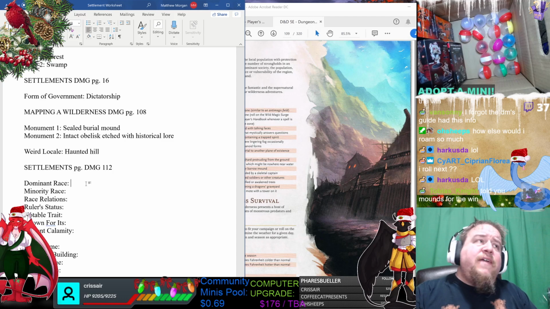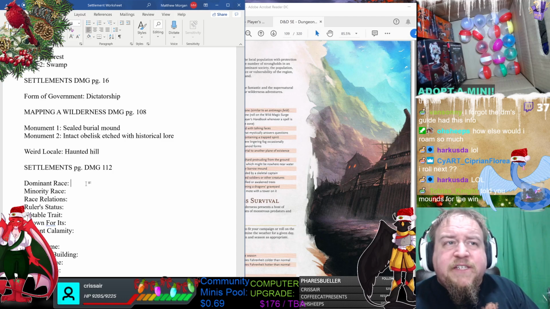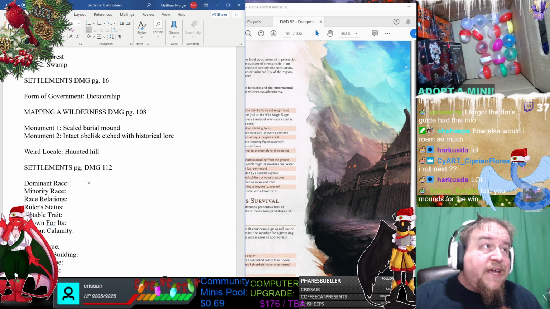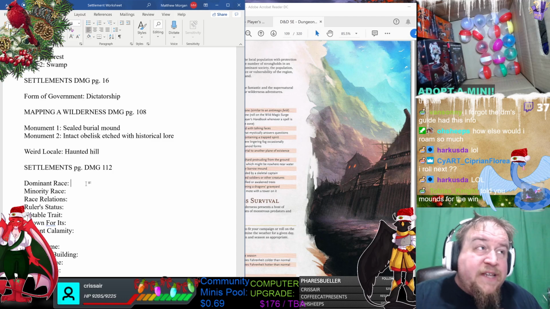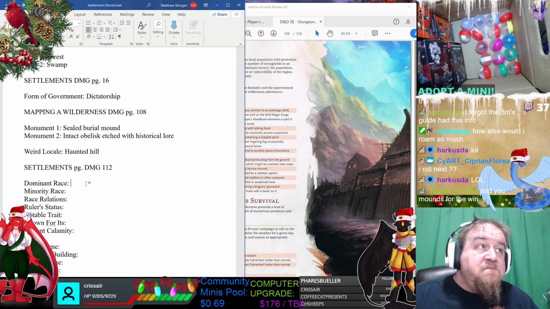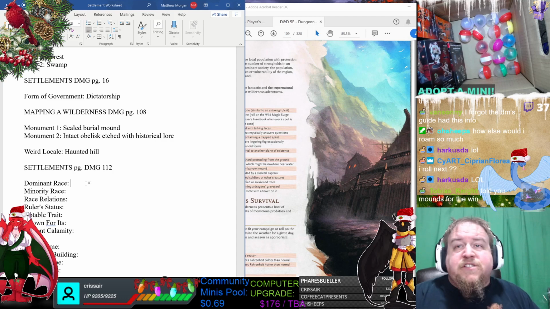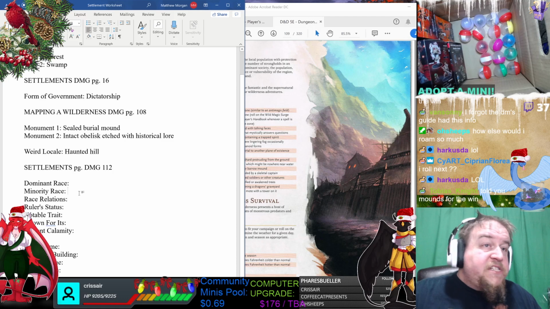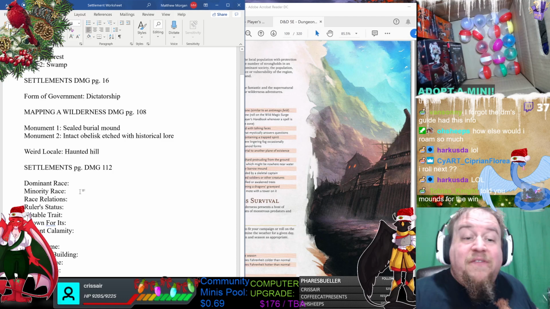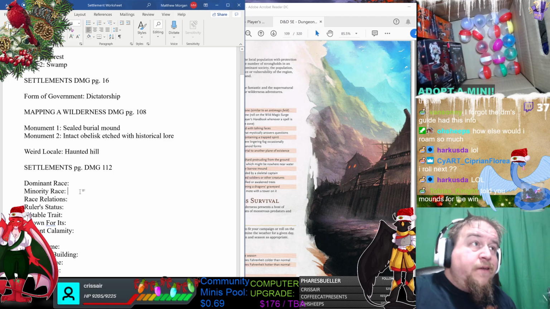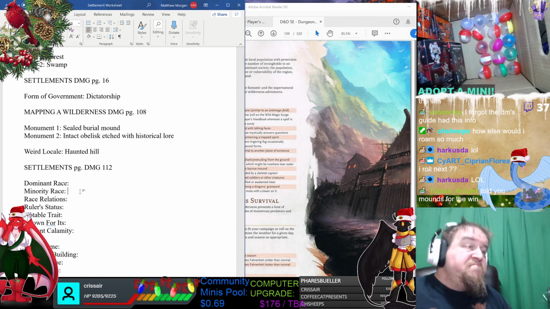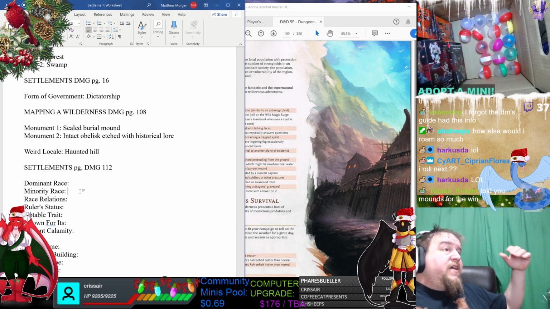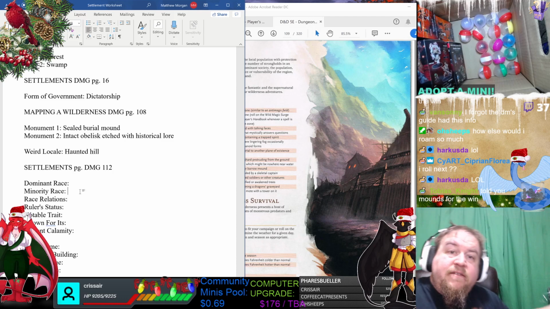Or if we want to say that all the short stack races, maybe in this campaign setting, gnomes and halflings are pretty much the same. They all consider themselves cousins. They're all sort of derivatives of each other in some way. In which case, that could leave a slot open. Or maybe they're all of a minority population, and the dominant race is lizardfolk and tabaxi.